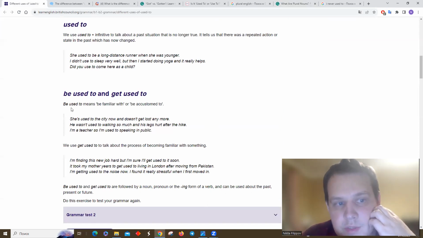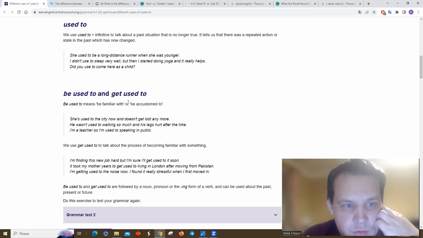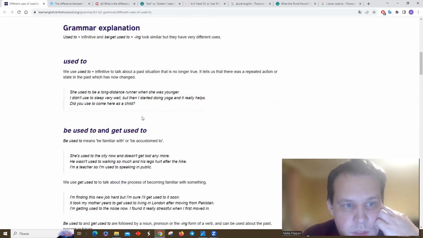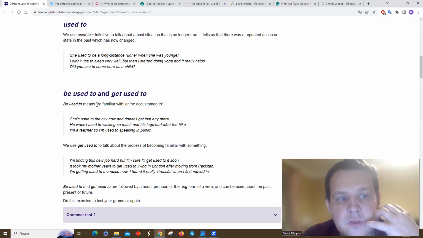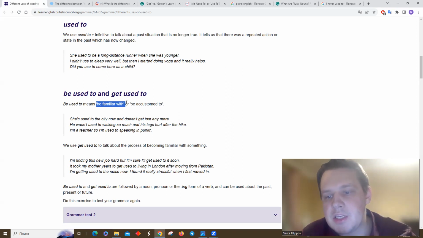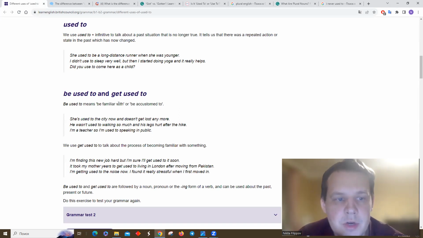But we also have the construction with "to be plus used to," or "to be plus get plus used to," let's say. So let's start maybe with "to be plus used to." For example, she's used to the city now and doesn't get lost anymore. So the difference between these two is this "to be used to" has a meaning of being in a process of accommodation, like being in a process of adaptation, being familiar with something, right?